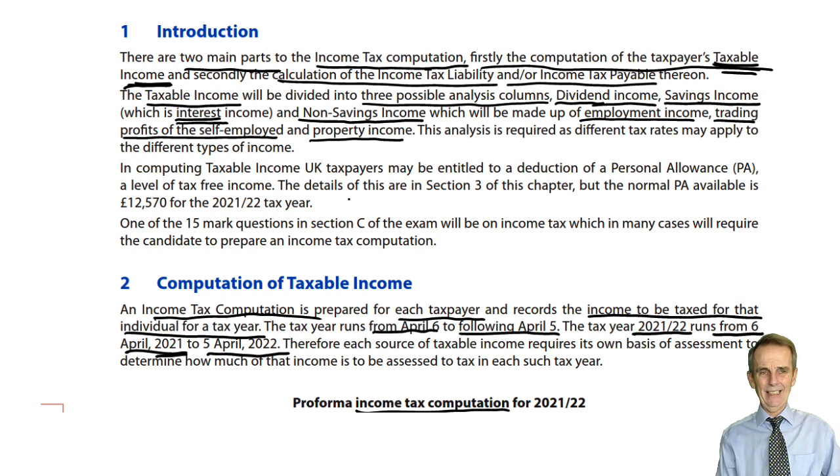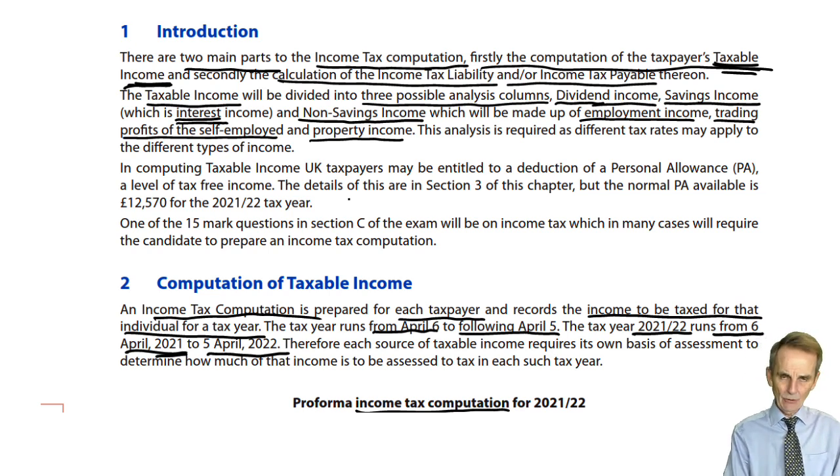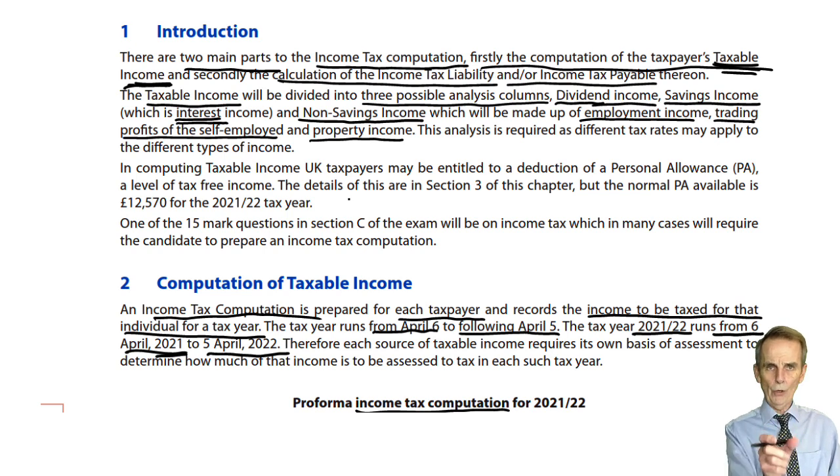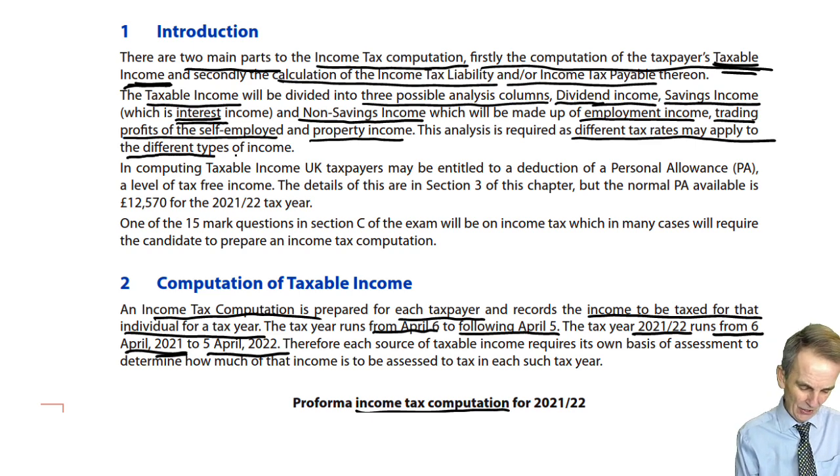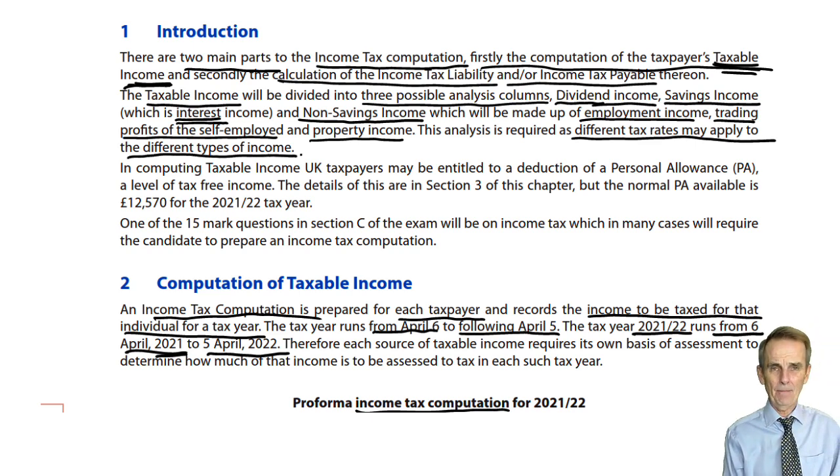Now, why is it that we have to list out these various sources of income, not just in one column, in one single row, but as divided in between those three categories? And the reason is this. The analysis is required as different tax rates may apply to the different types of income.